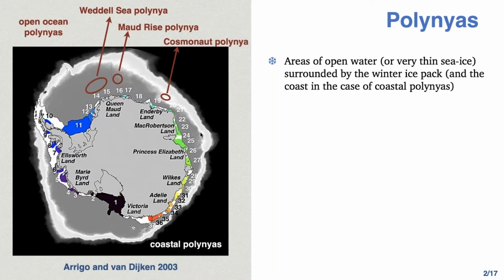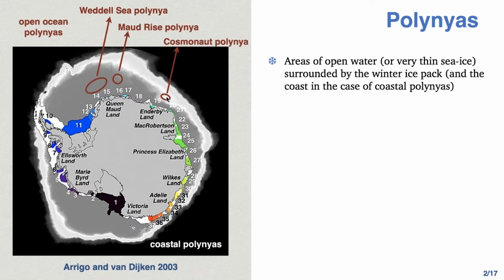This is a figure from a fairly old paper from Harigo and Van Dyken, that shows, it's a nice picture that shows all the coastal polynyas in Antarctica. And I also added the open ocean polynyas that are sometimes observed. So there are two polynyas in the Weddell Sea and the Cosmonaut Polynya in East Antarctica.